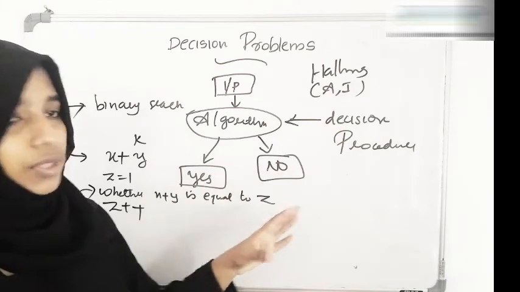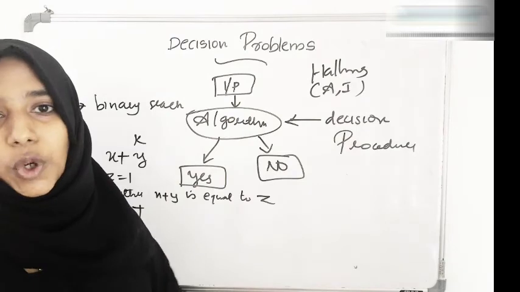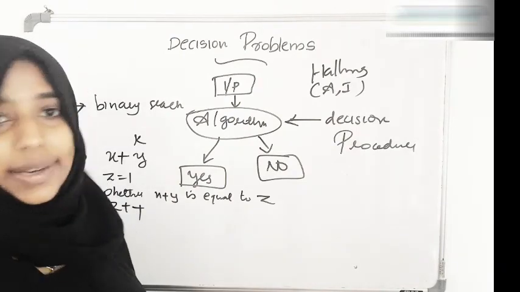So that's the relevance of decision problems in theoretical computer science, and we will see the halting problem in our next video. So that's it. Hope you understood.